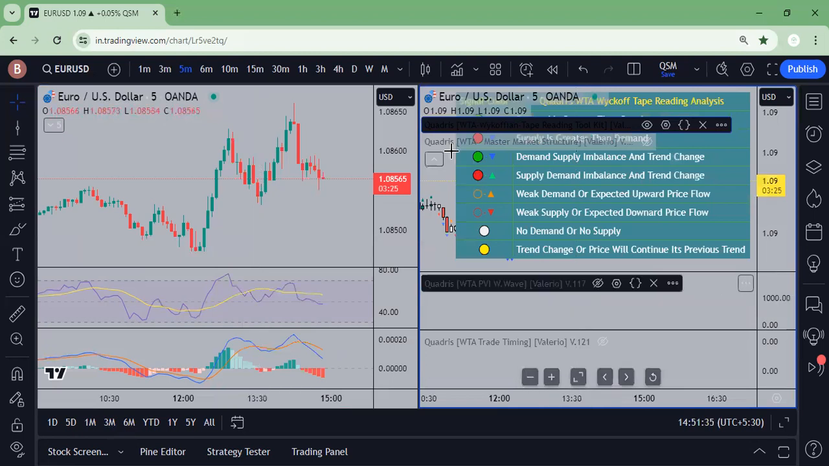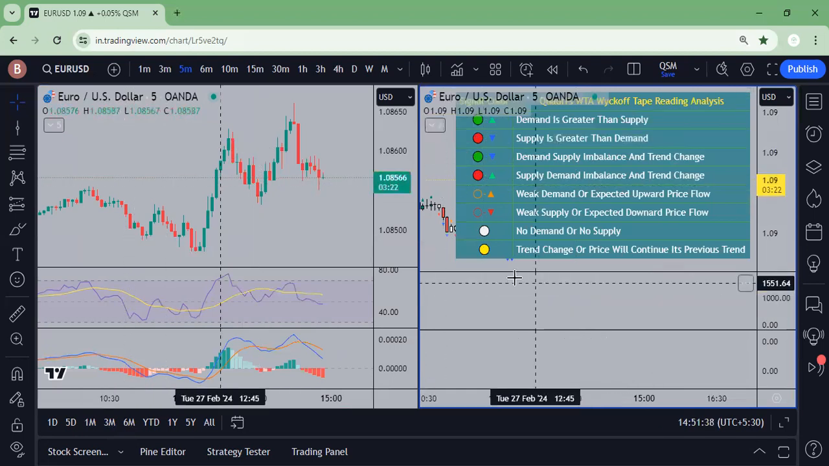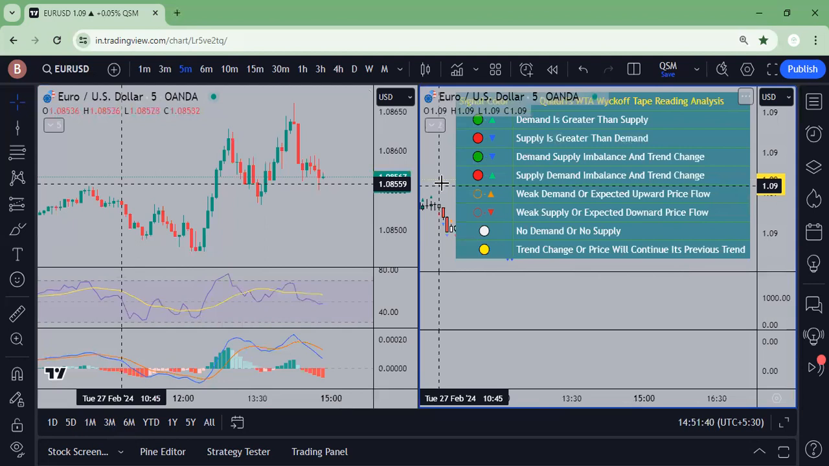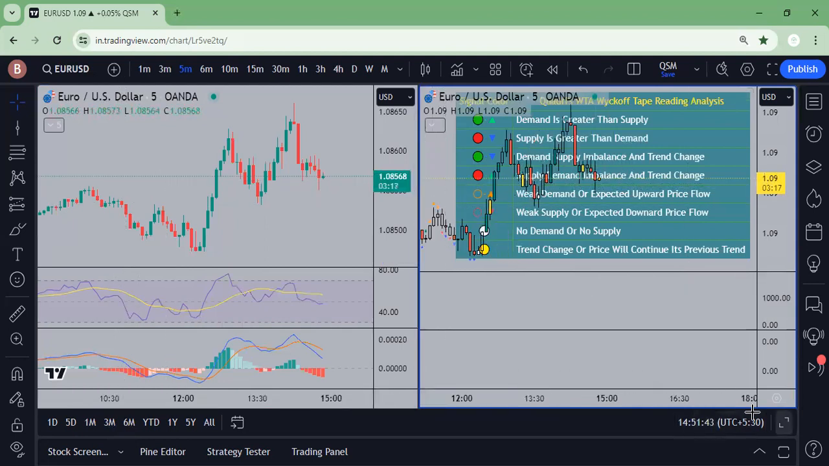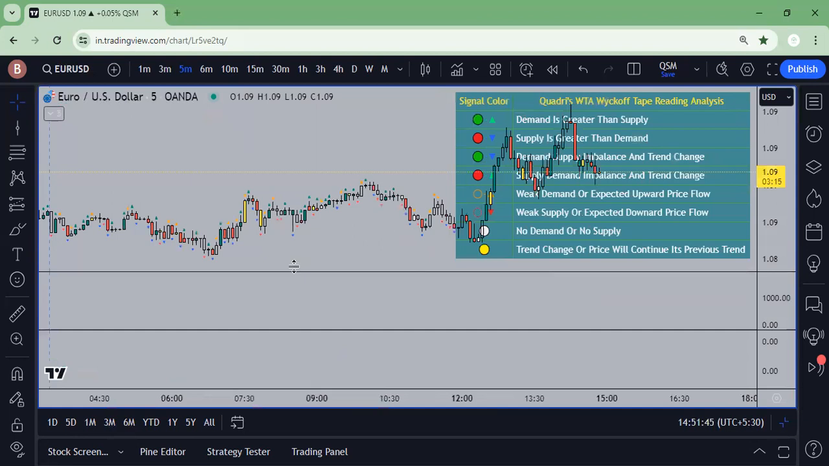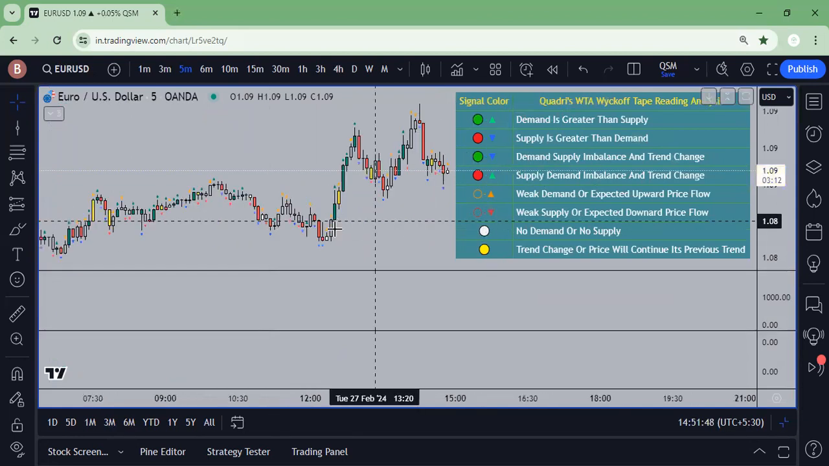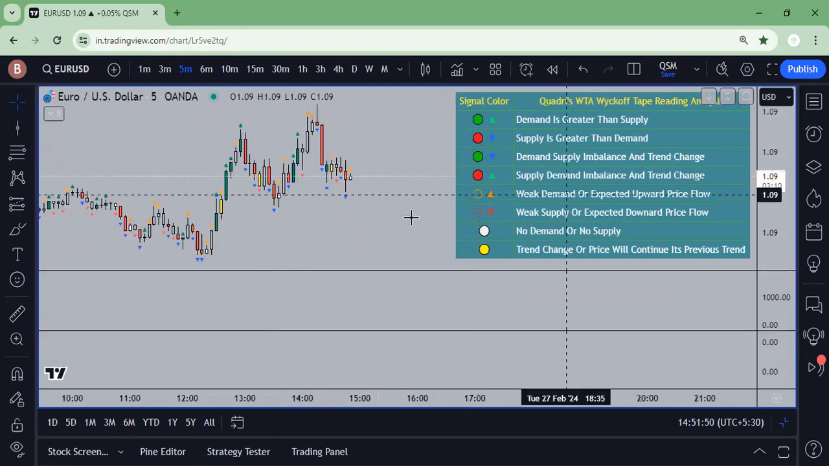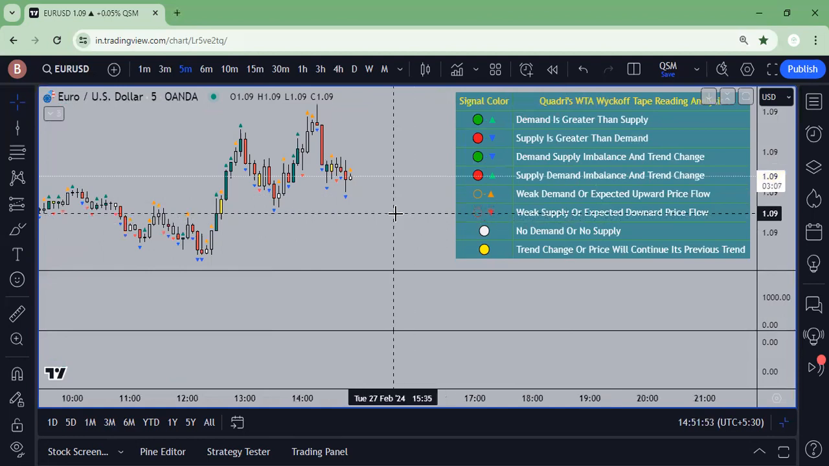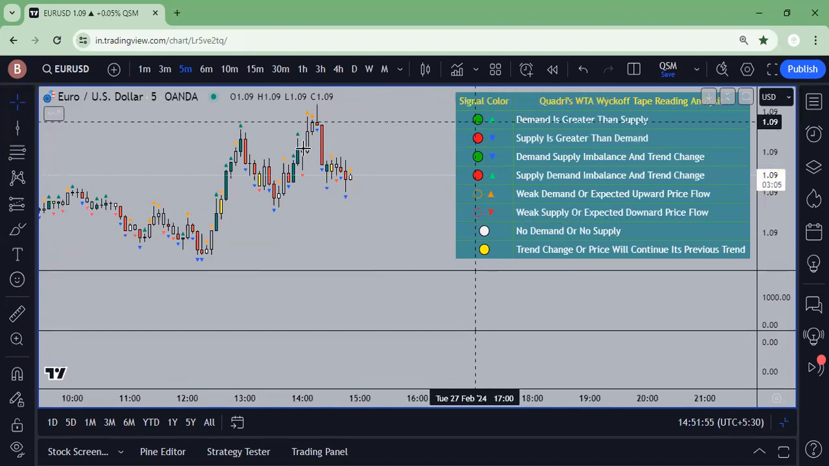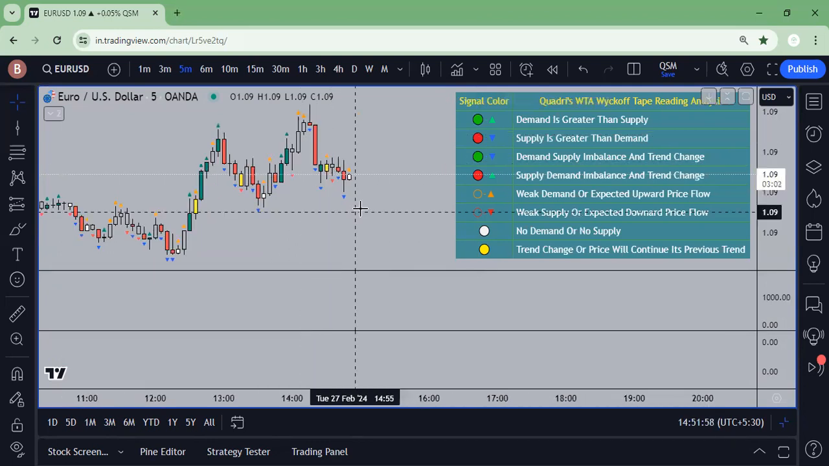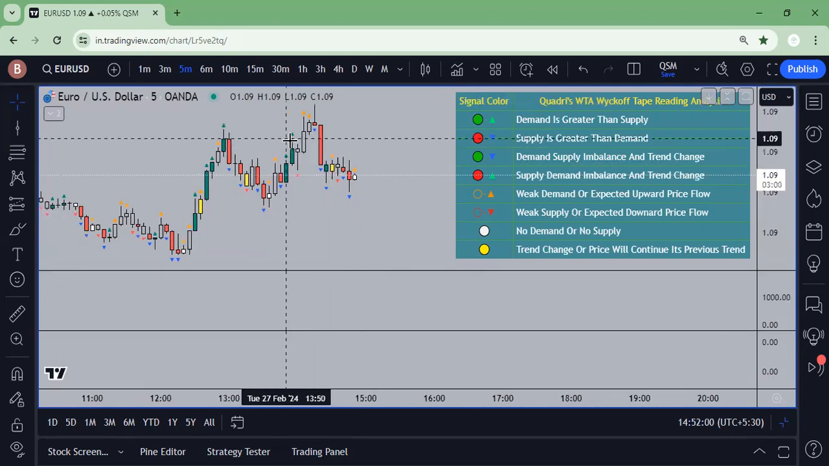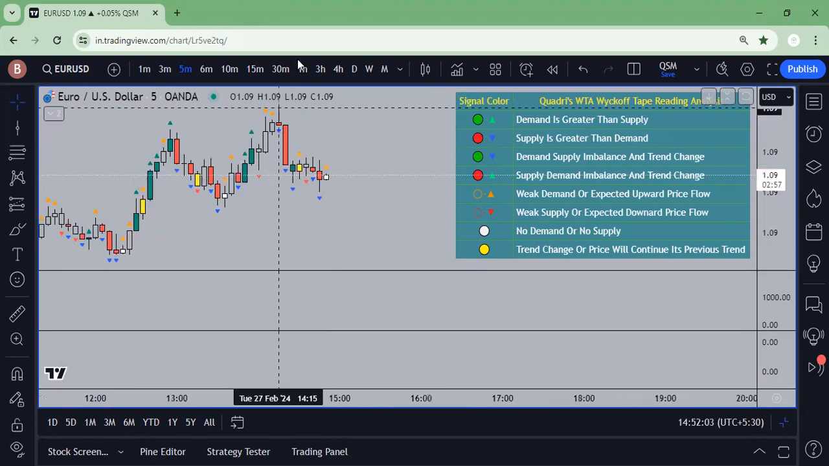The analysis dashboard helps a trader to identify the current situation taking place in the market. For example, it is quite self-explanatory. This would be added into the manual also. If there is a green candle with a green triangle, that means demand is greater. I'm talking about these candles. Green candle, green triangle: demand is greater than supply.